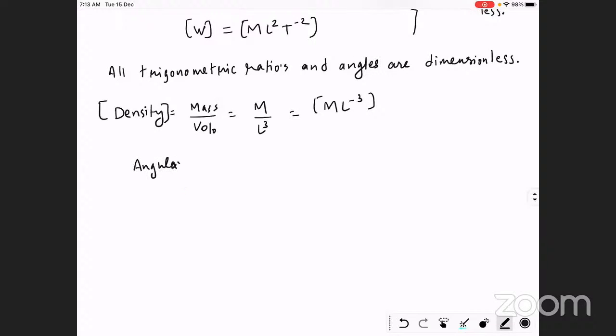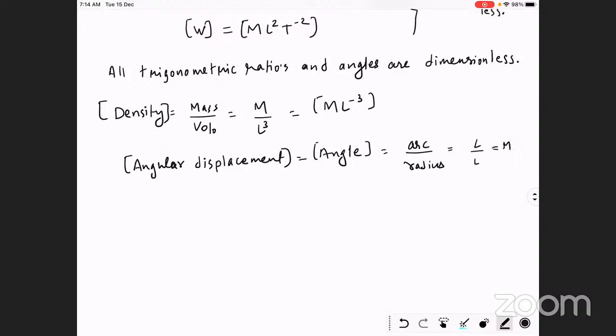Angular displacement. What will be the dimensional formula of angular displacement or angle? Just I wrote: dimensionless. Correct, because angle is equal to arc upon radius. Do you remember this formula? Arc is also a kind of length and radius is also a kind of length. So it is actually dimensionless. This and this, I already told you, dimensionless.